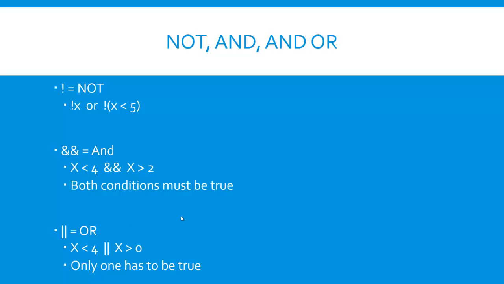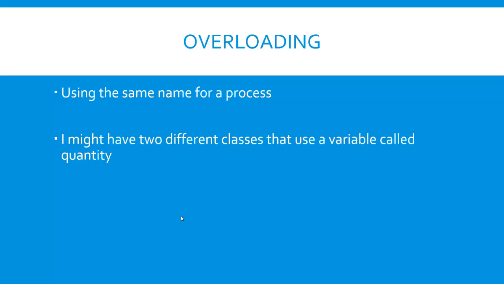All right, then your book mentions overloading. And overloading is just using the same name for a process. So I might have two classes. I might have a class for apples and a class for oranges. And both of those classes might have a value called quantity. But I would have apples.quantity and then oranges.quantity. So that's overloading, using the same name for multiple processes or multiple functions, things like that.